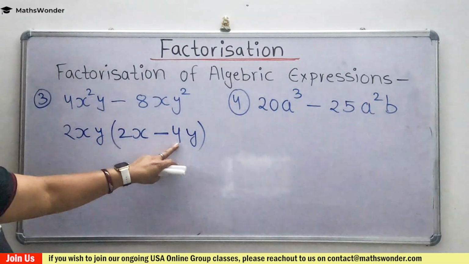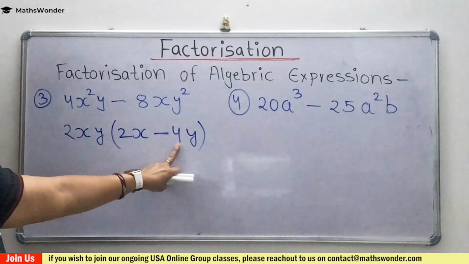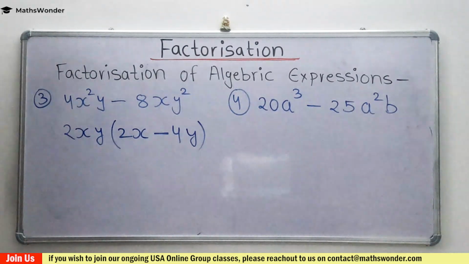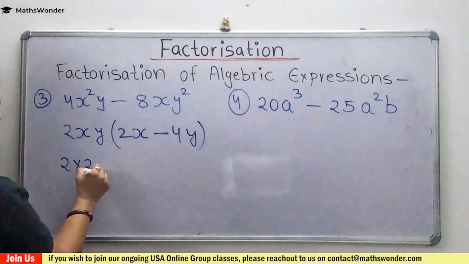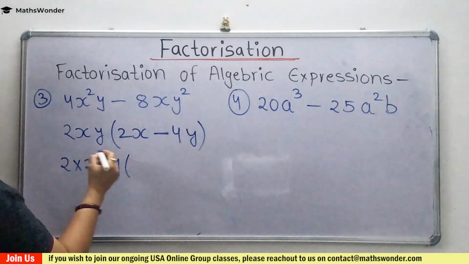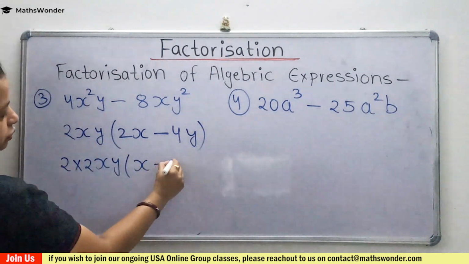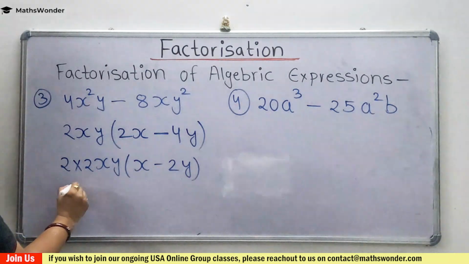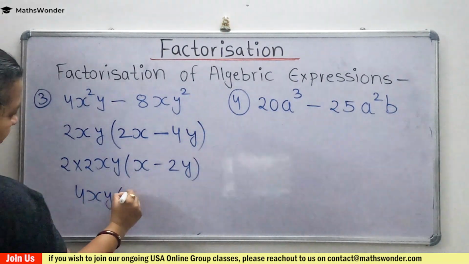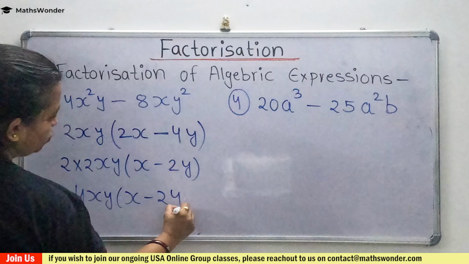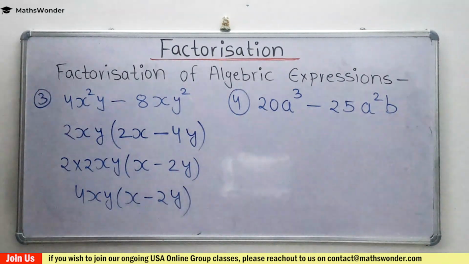Now can you tell any other number we can take out? Because 2 and 4 is also common. Which number? Yeah, 2 again. So 2 times 2xy. When we have already taken out, so it will become 2 is out, so 2y. So how will you write it? 4xy inside x minus 2y. Now can you further factor it? No. So this is your final answer.